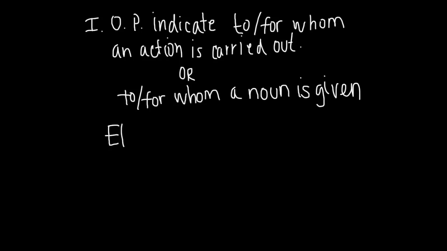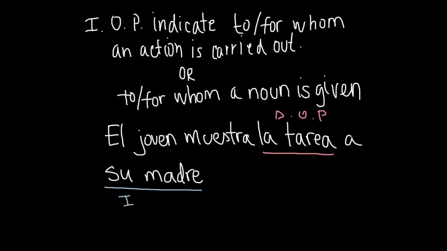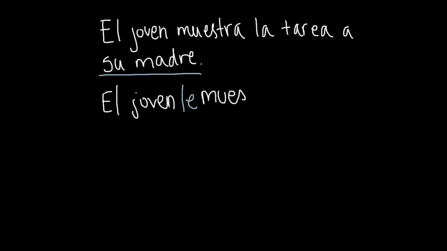So, let's take a look at the sentence. El joven muestra la tarea a su madre. So in this case, la tarea is my direct object. That is what he is showing. And a su madre is for whom the noun is shown. She will be the indirect object. So again, el joven muestra la tarea a su madre.